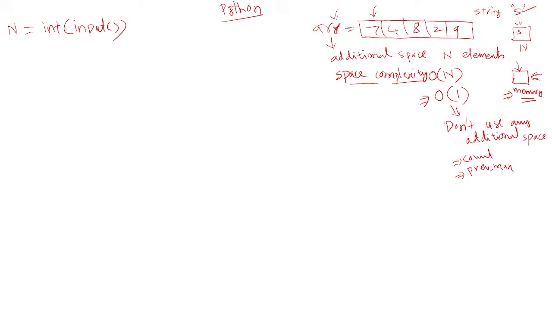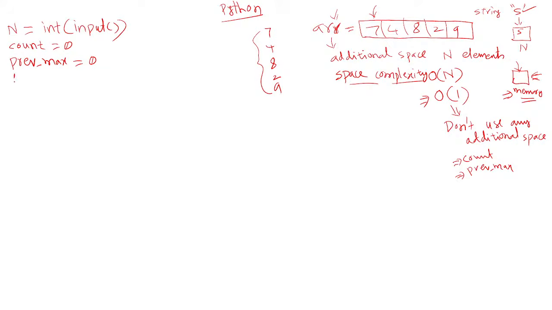Got it? Your numbers are like this: 7, 4, 8, 2, 9, available in each line. Now I need a variable called count, and I store count is equal to 0. Then I declare one more variable, previous max is equal to 0. Now I run a loop to read all these elements. For that you can run a for loop or a while loop.